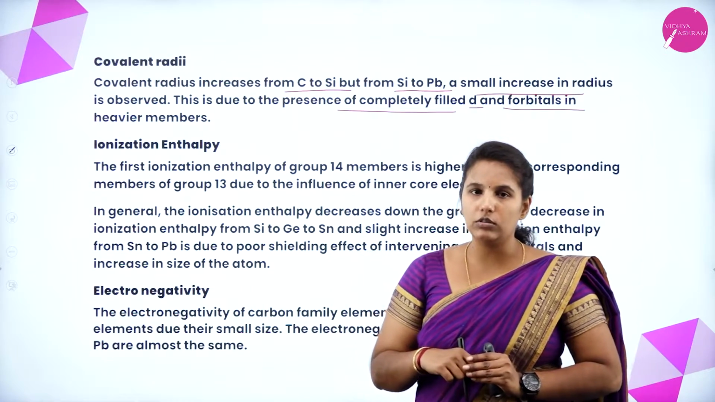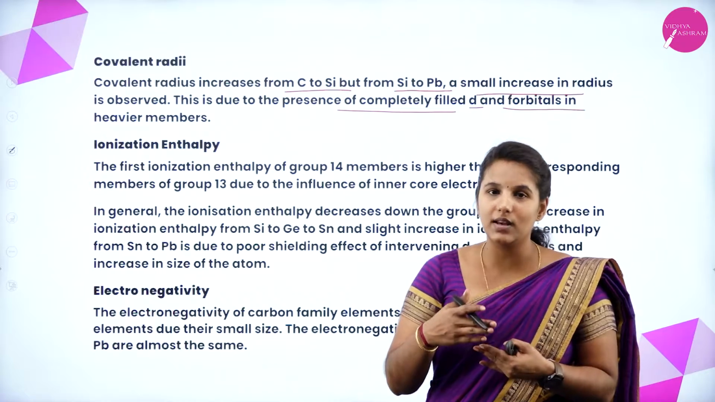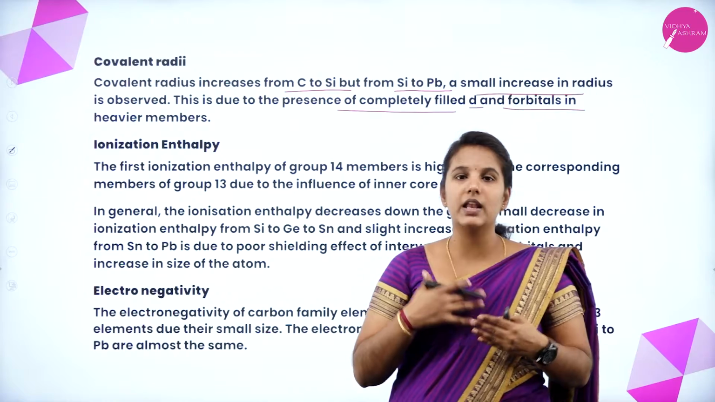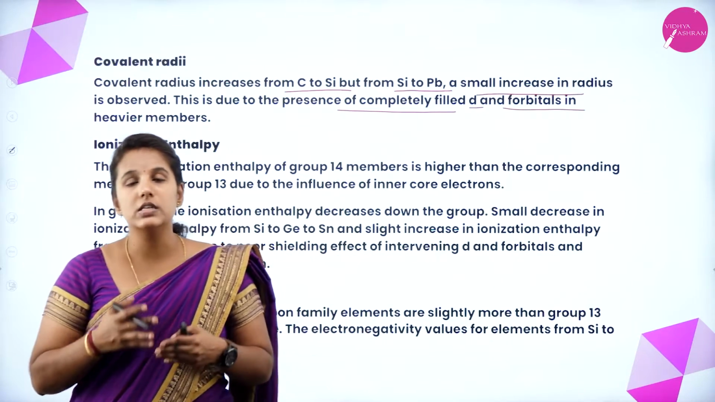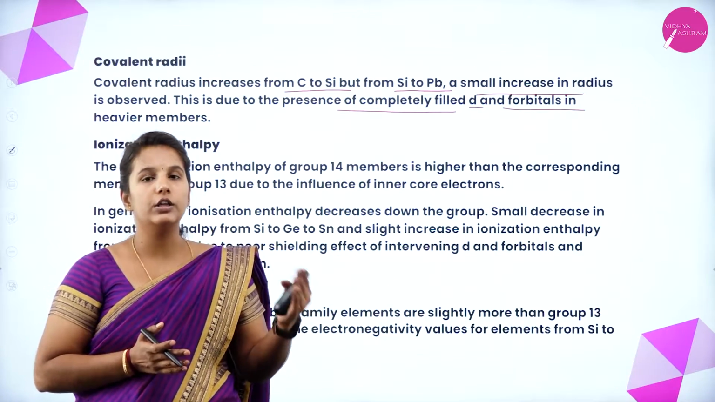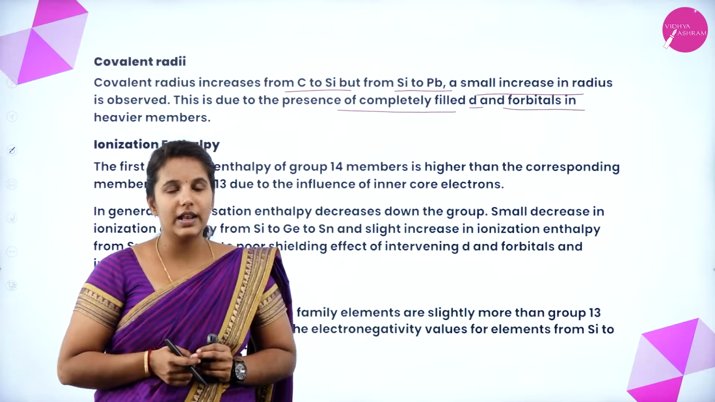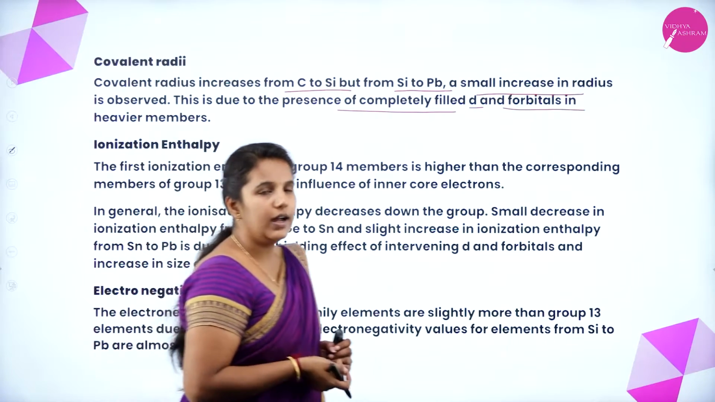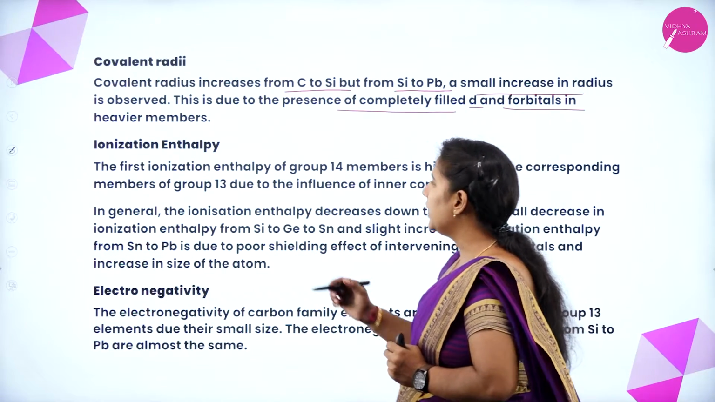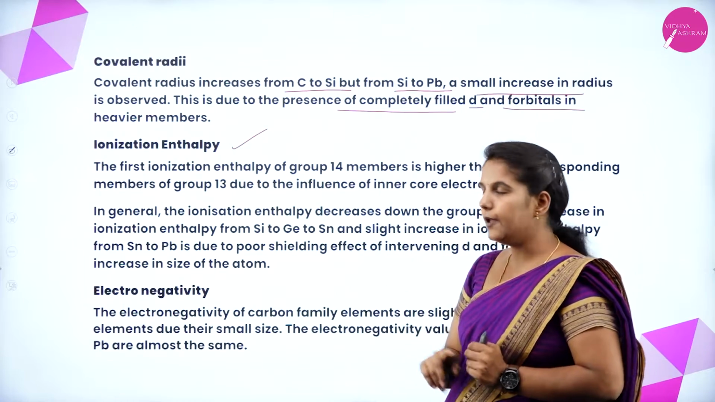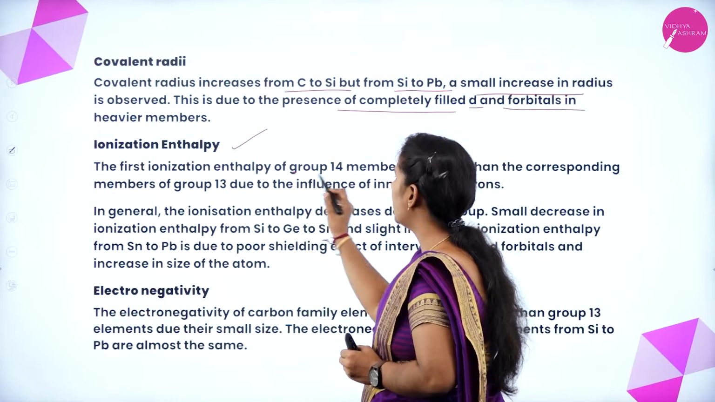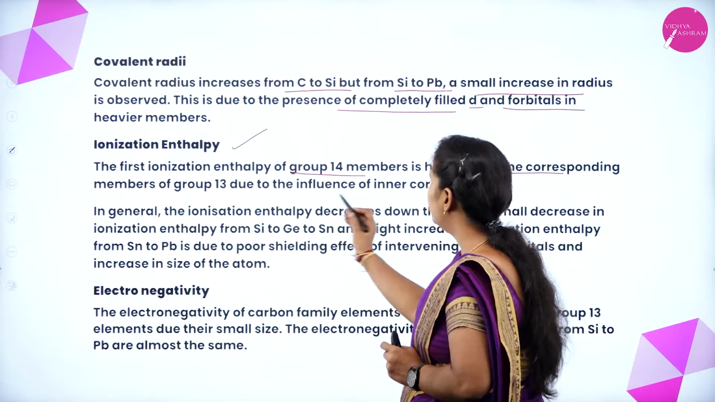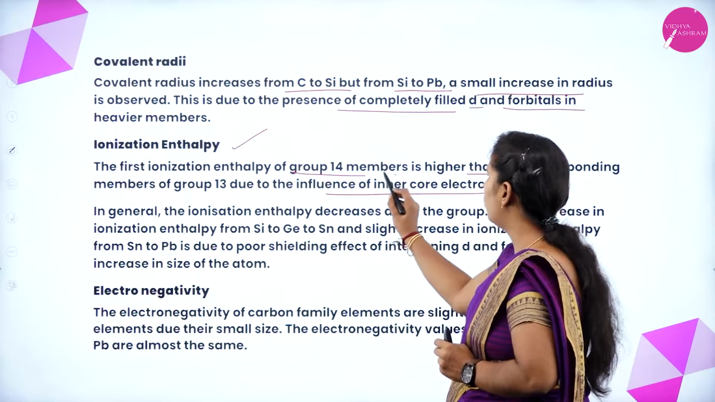So as we move down the group, the covalent radius increases from carbon to silicon. After that, only a small increase in covalent radius is observed, because we know that after silicon, the remaining elements like tin and lead form ionic bonds with the rest of the elements. Coming to the ionization enthalpy, the first ionization enthalpy of group 14 elements is higher than the corresponding members of group 13 due to the influence of the inner core effect.